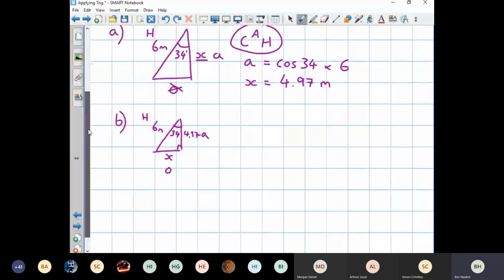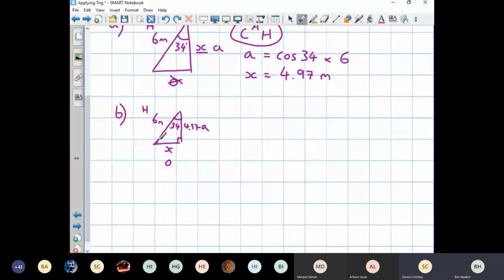Anything there, sir? Loads of people just saying Pythagoras. Yeah, use Pythagoras. Okay. Can anyone maybe think of a reason why we wouldn't use Pythagoras? I've got a couple of people now saying use trigonometry because you've got a decimal. Yeah, okay. What about the decimal though?